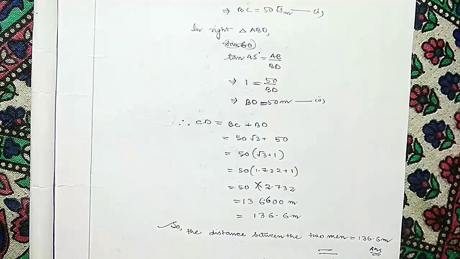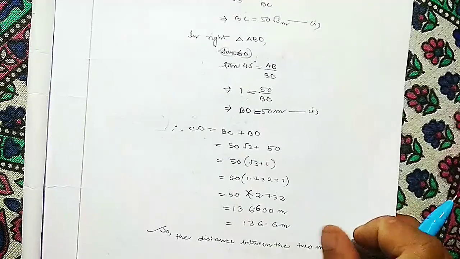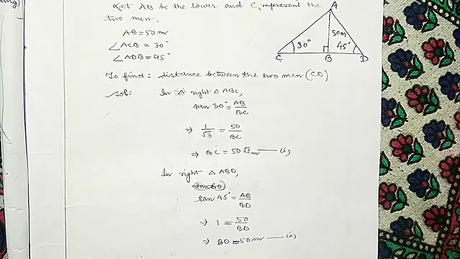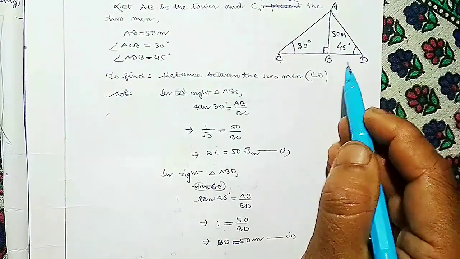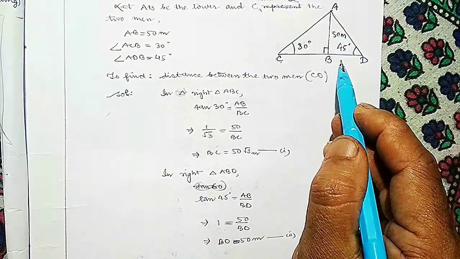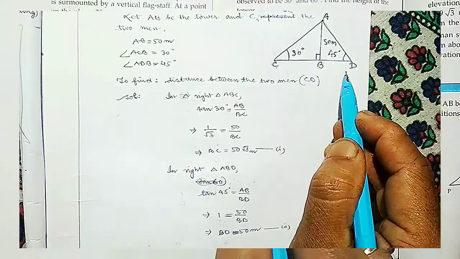And that's the required answer. I hope this one is clear. A very simple sum. What we have done, from this triangle we have calculated BC, and from this triangle we got BD. Then we have added BD and BC to get the required answer.